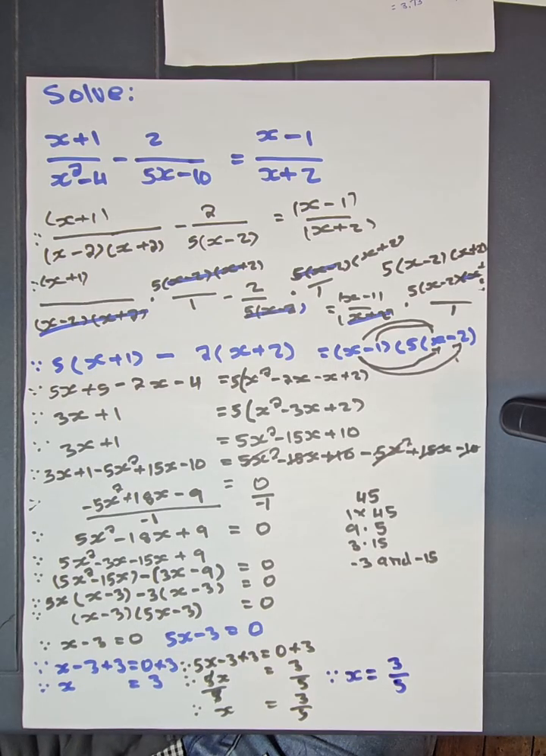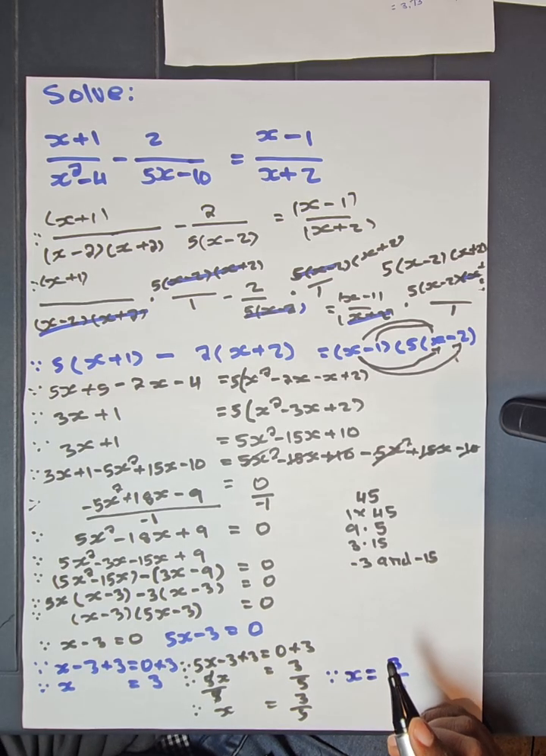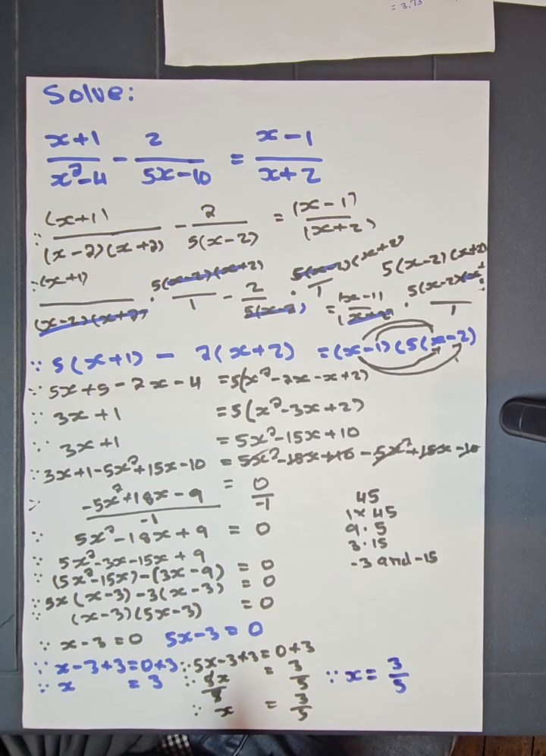You are done. Now what you need is to test your solution with the original equation. So now what I'm going to do is test first with the solution x equals 3. What was the original equation? Well, the original equation was x plus 1 over x squared minus 4, minus 2 over 5x minus 10, equal to x minus 1 over x plus 2.